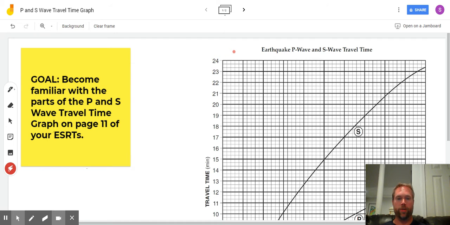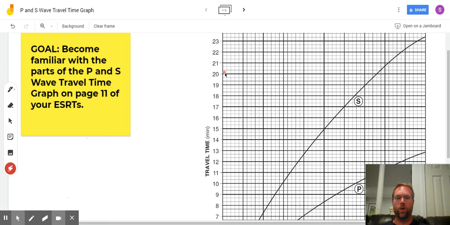So with any graph, one of the first things you want to do is always read the title, right? So the title's here, Earthquake P wave and S wave travel time graph. So obviously this graph has something to do with earthquake waves and the amount of time that it takes these waves to travel a given distance. That would be the travel time. So the next thing we want to look at are the axes titles.